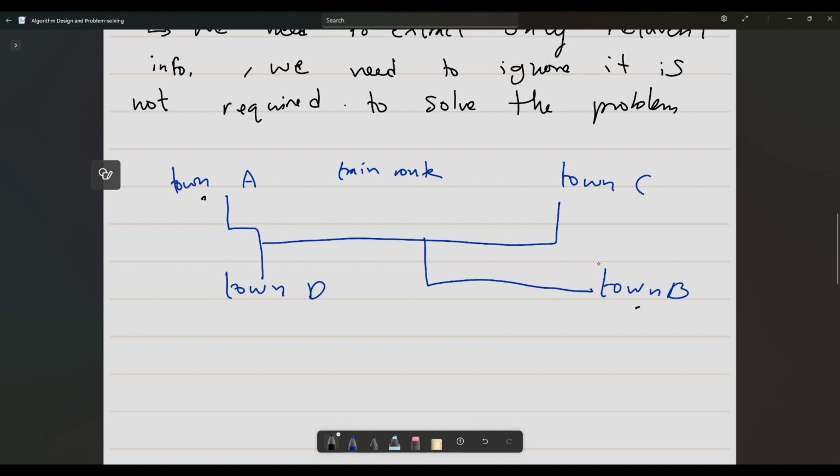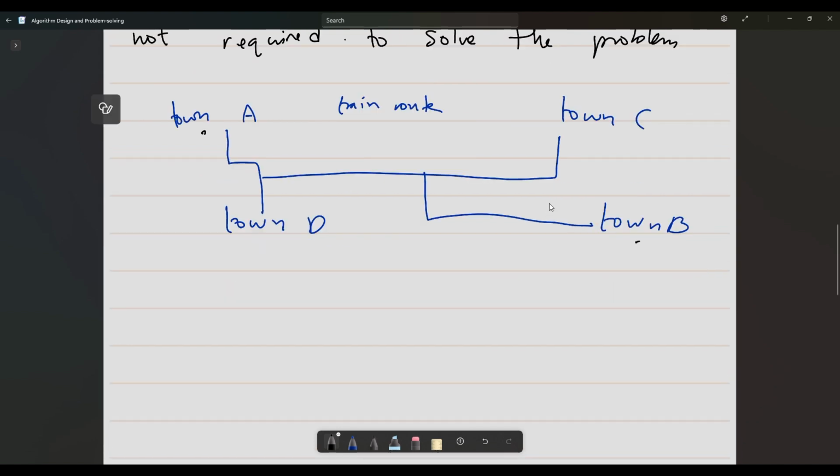We don't need to know about the other unnecessary information, such as what the traffic on the road is or what the weather is like. We just need to know if we can go from here to there. That's all we need to know, right? So we're just leaving out any unnecessary information which is not required to solve a given problem. That is what abstraction is.